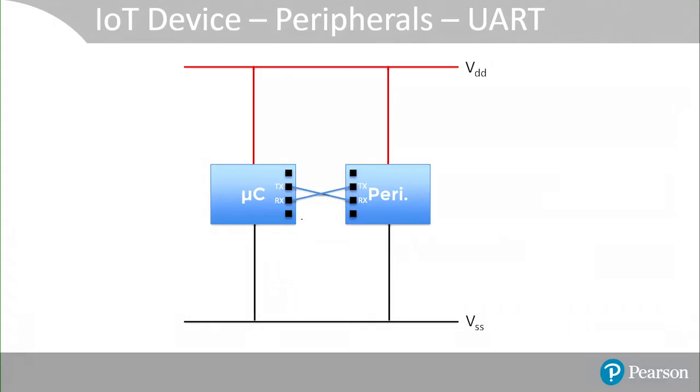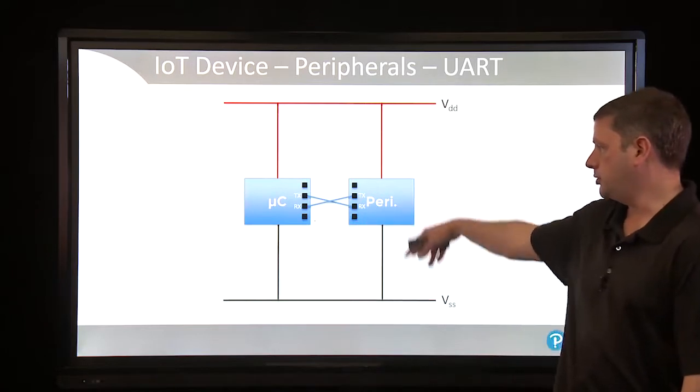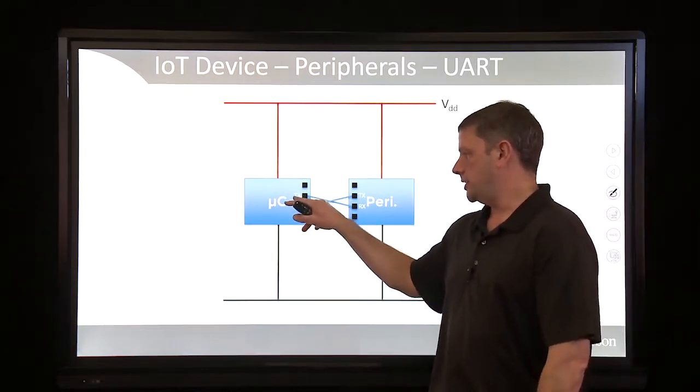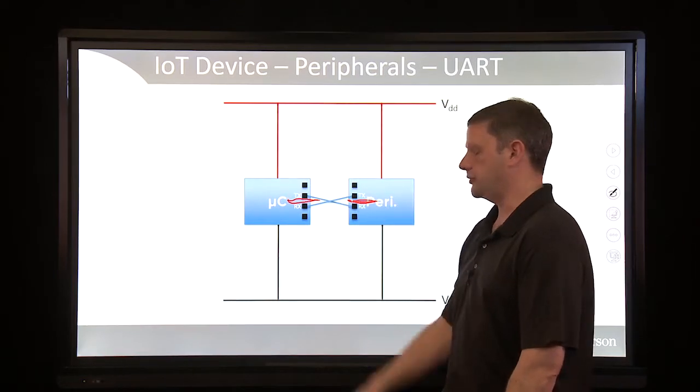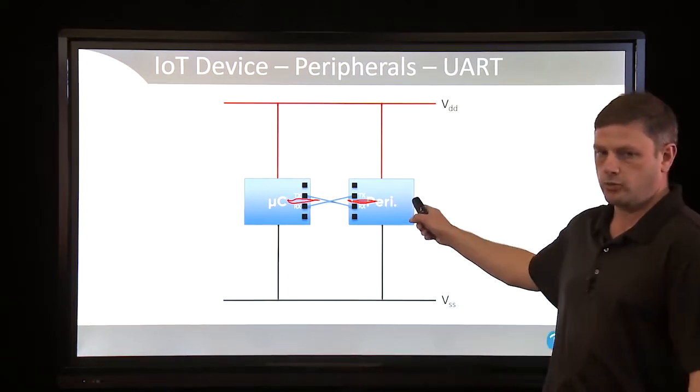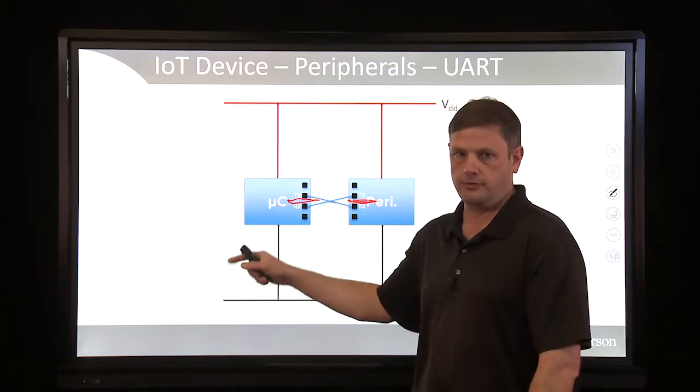Here's that picture I drew uglily a few minutes ago. So we have a microcontroller and a peripheral. The transmit signals are with respect to the device that is in question. So transmit of one must go to receive of the other.